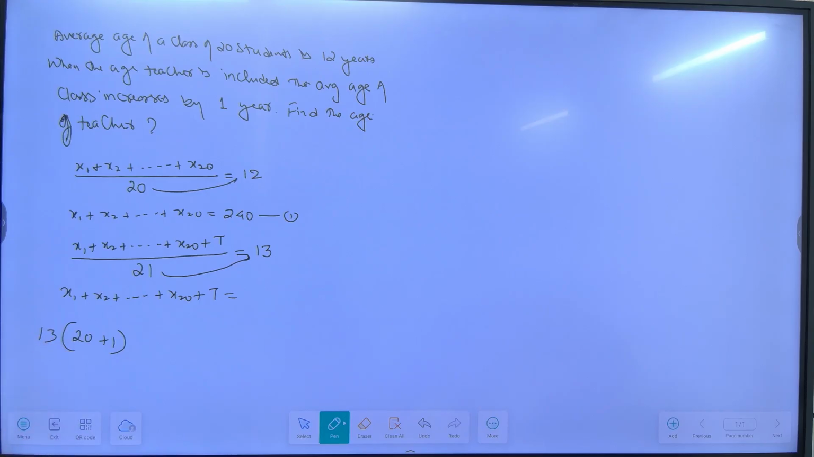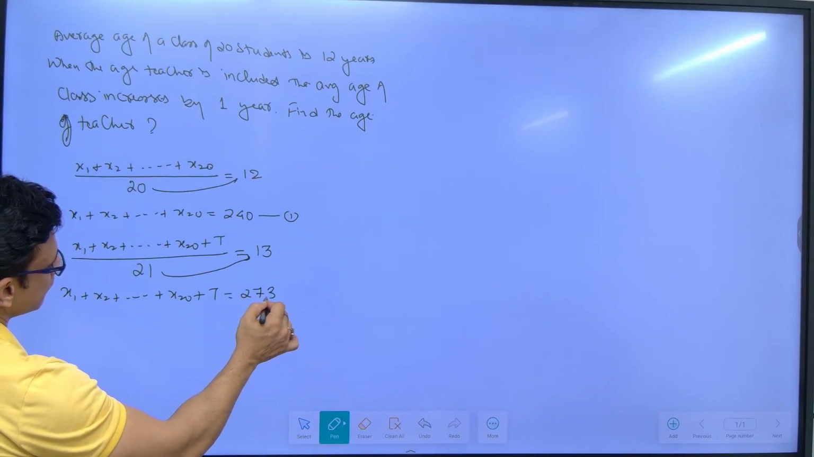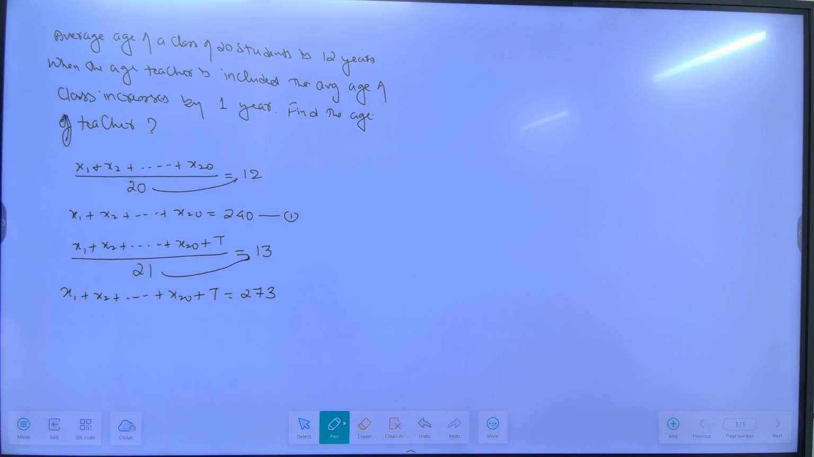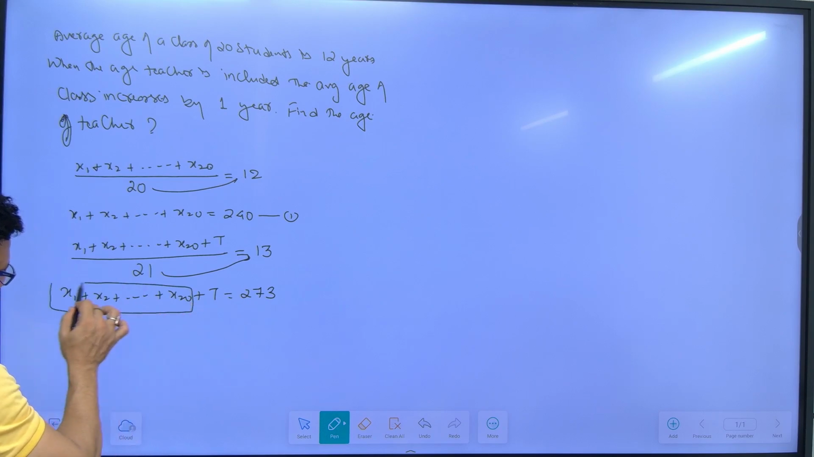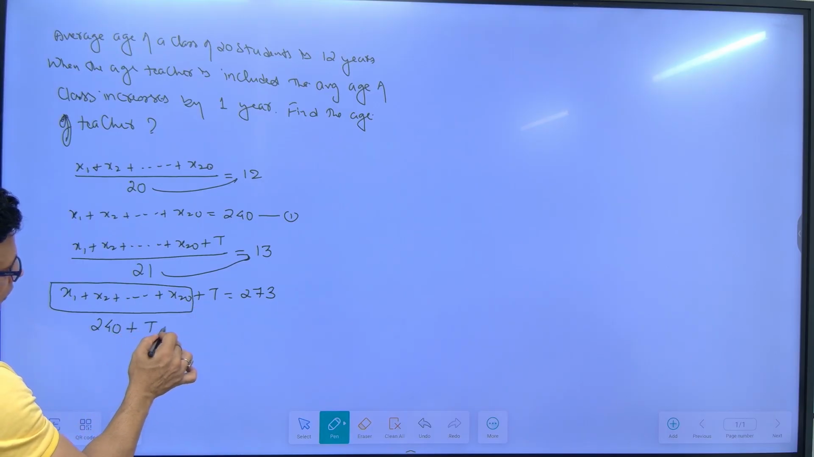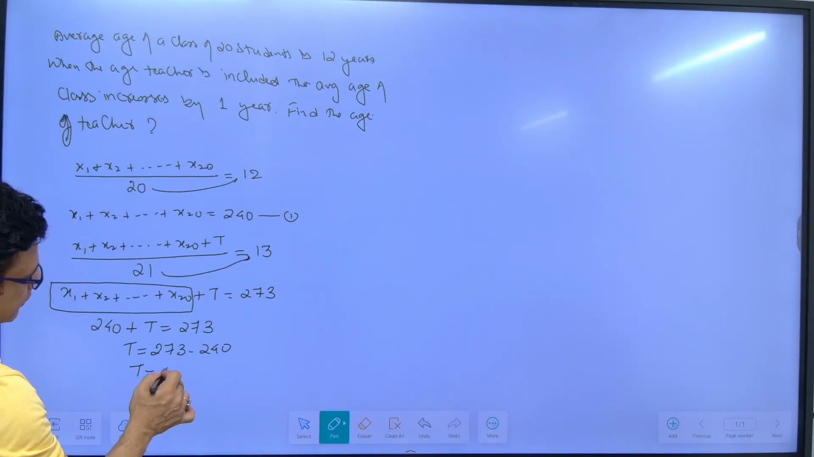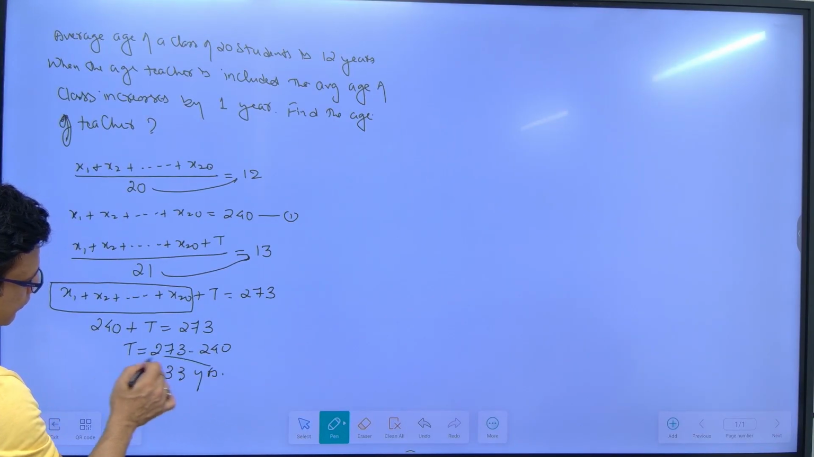13 twos are 260, plus 13 ones are 13, so 260 plus 13 is 273. Do you know the summation from x1 to x20? How much is it? 240, plus the age of the teacher, equals 273. So the teacher's age is 273 minus 240.